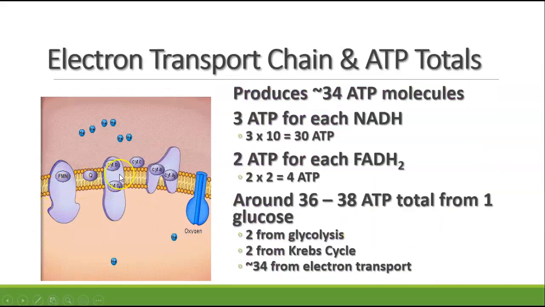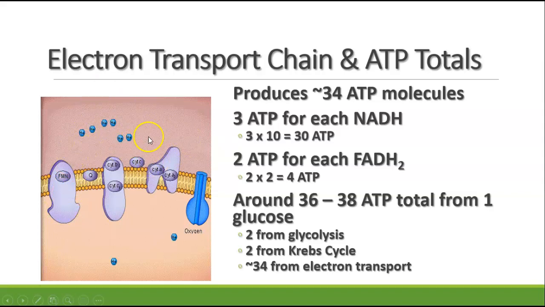Here's an example of what the electron transport chain looks like. Similar to what we saw in photosynthesis, we have a series of molecules. We have some mobile carriers that can transfer those electrons from one to the next. The major clusters of protein in the inner membrane are also proton pumps, so they're going to pump hydrogen ions from the matrix to the intermembrane space.